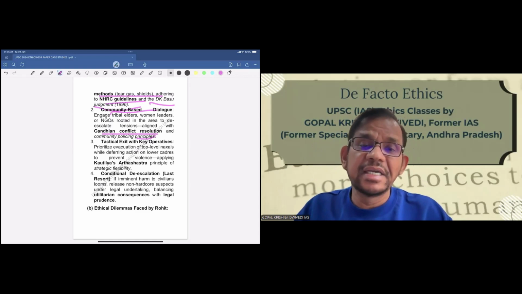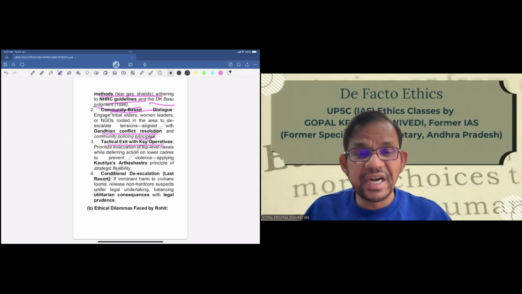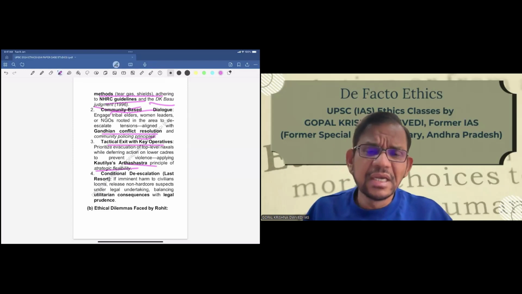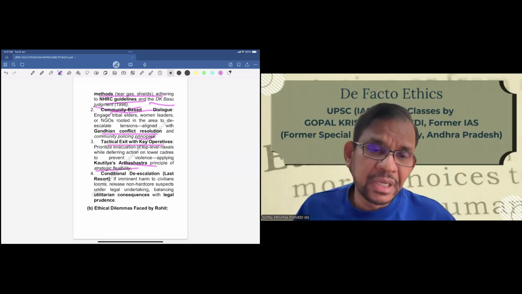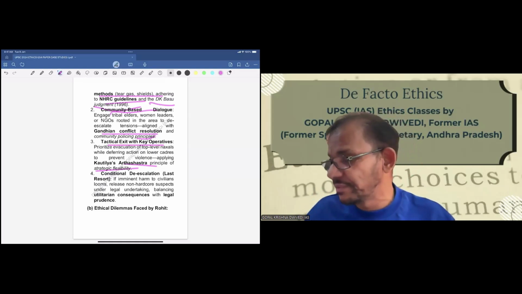Third is tactical exit with key operatives. So prioritize evacuation of top level Naxals while deferring action on lower cadres to prevent violence, applying Kautilya's Arthashastra principle of strategic flexibility. So this is the third option he is having. Fourth is conditional de-escalation, that is the last resort: if imminent harm to civilians looms, release non-hardcore suspects under legal undertaking, balancing utilitarian consequences with legal prudence. So this is again the fourth option available.